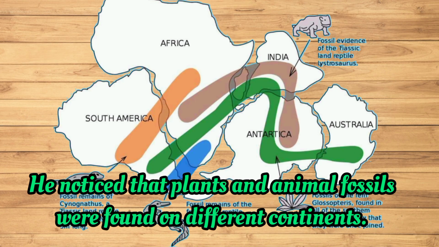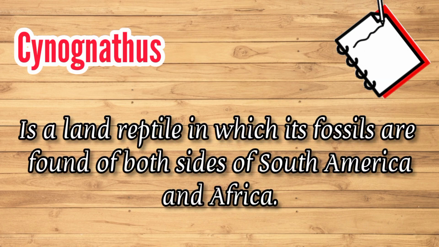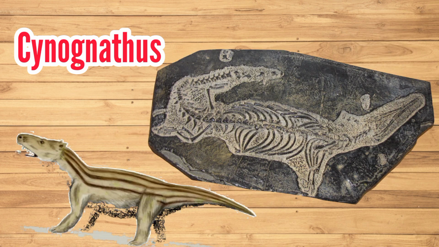Wegener noticed that plant and animal fossils were found on different continents. The picture shows how the fossil record supports the theory of continental drift. Cynognathus was a land reptile, so it could not have swum across an ocean, and yet its fossil remains are found on both sides of the Atlantic.